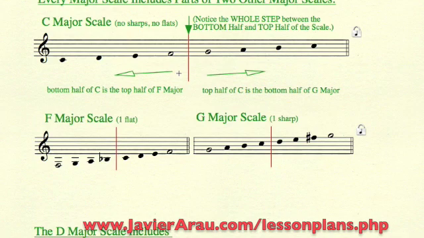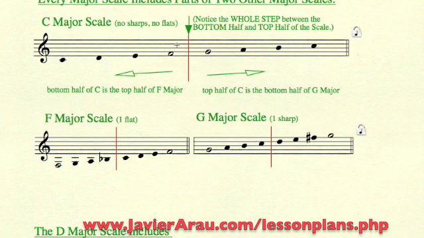So the C major scale has no sharps, no flats, of course, and you can see in the beginning C, D, E, F. This bottom half of the C major scale is actually the top half of the F major scale. So you look at the 4 notes here, and then come down to the F major scale below, and look at the top half of the F major scale, C, D, E, F. It's the same 4 notes. On the other side of the C major scale, on the top half, you have G, A, B, C, and the top half of C is the bottom half of the G major scale. If you come down here, you'll see G, A, B, C.